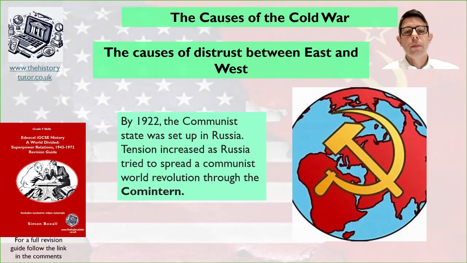By 1922, the communist state of Russia is being set up. They've won the civil war. Things are improving in Russia. Some people in Russia want to spread communism around the world, and this increases tension. They developed something called the Comintern, the Communist International, to spread international communist revolution. This seems like a threat to the West.